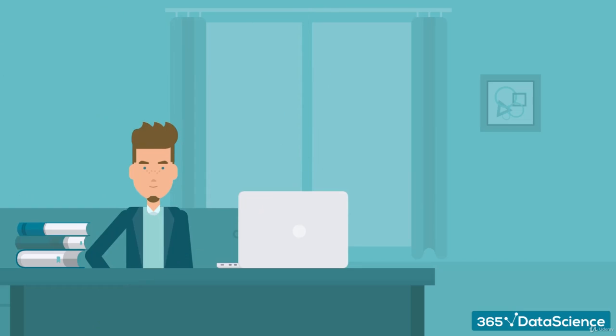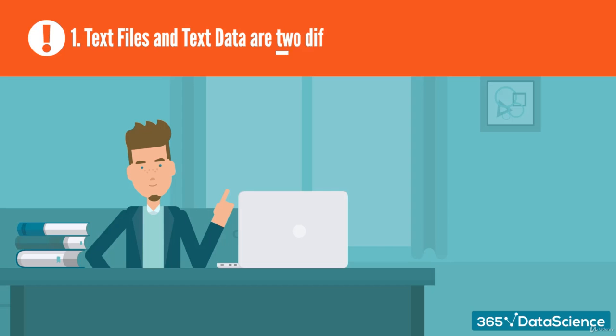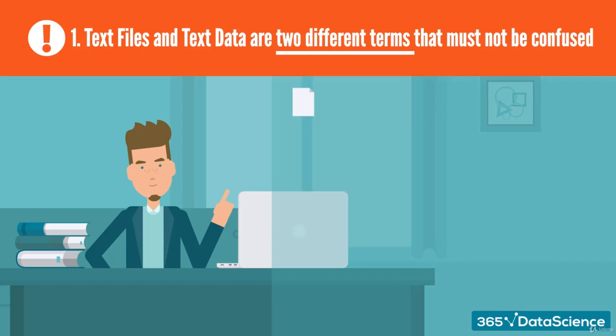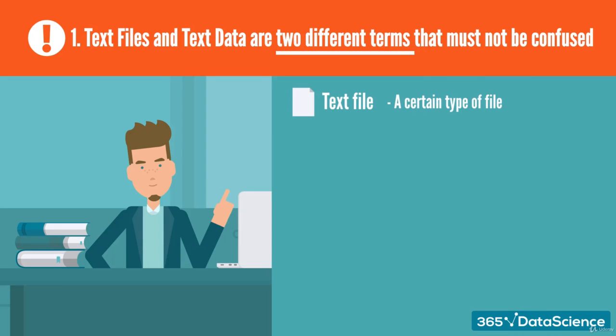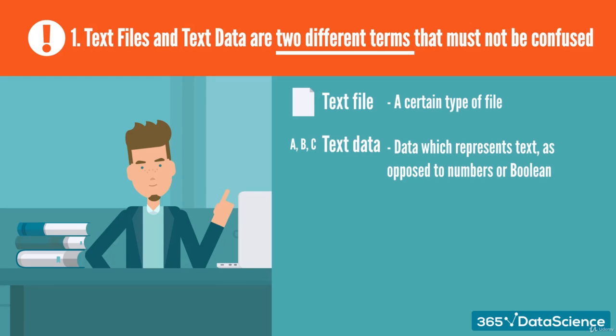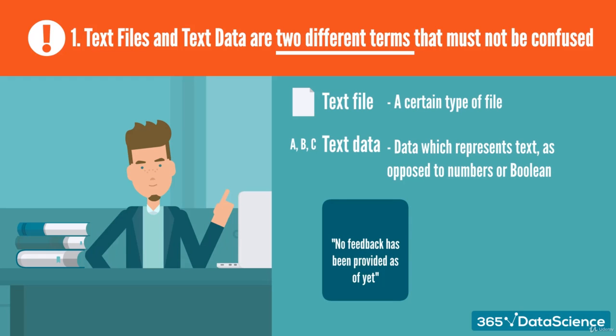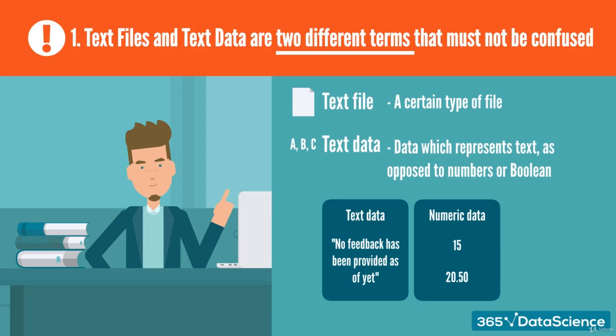All right, now is the perfect time to discuss two more interesting facts related to our topic. First, don't forget that text files and text data are two different terms that must not be confused. Text files refers to a certain type of file, which is the one we discussed so far in this lecture. Text data, on the other hand, is data or information which represents text as opposed to numbers or Boolean. For instance, a data value such as "no feedback has been provided as of yet" is text data, while the numbers 15 or 20.50 can be considered numeric data, and a true or a false value, Boolean data.